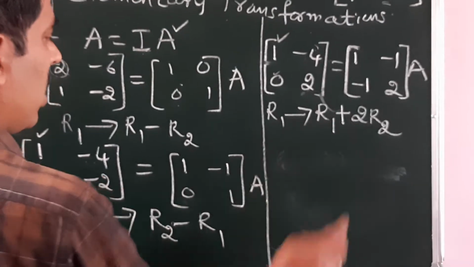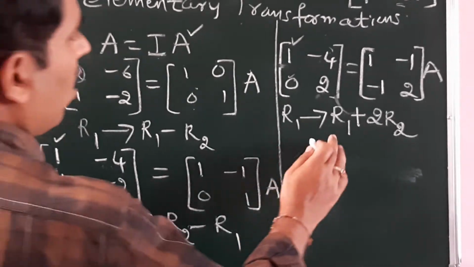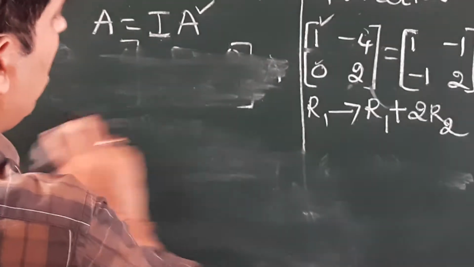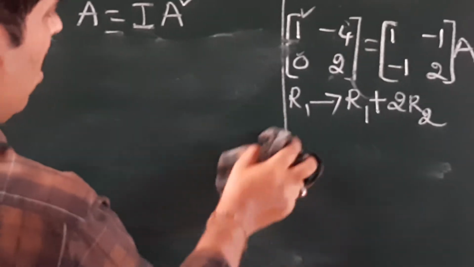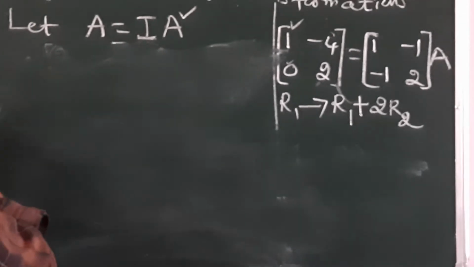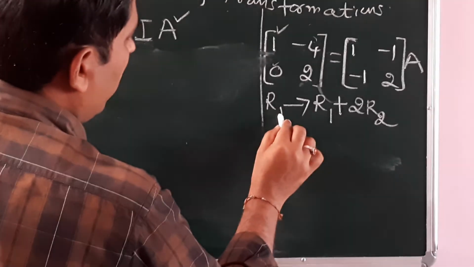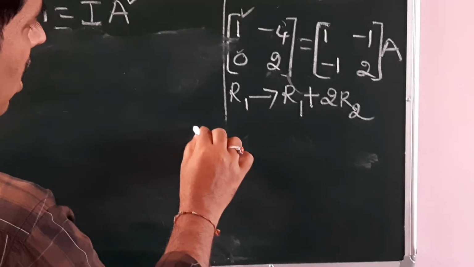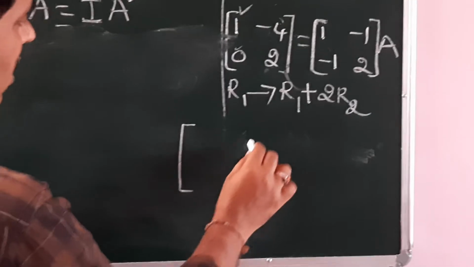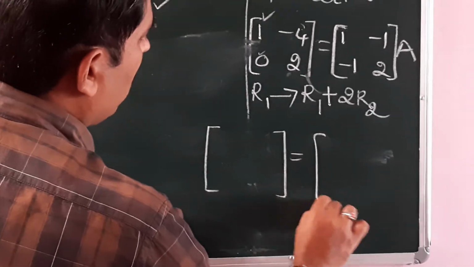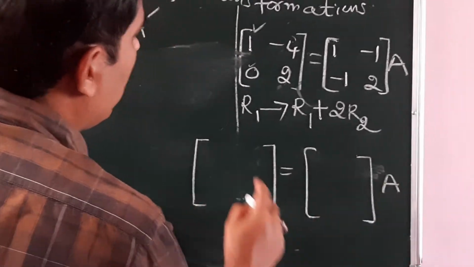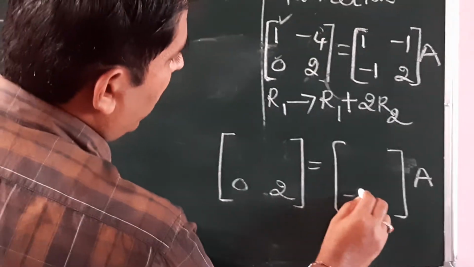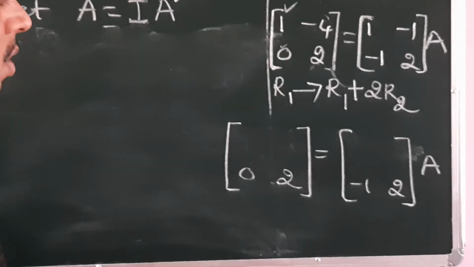So we shall do the simplification here. See R1 plus 2R2. So what are the steps here? So we have to work out the rough. See, okay, we are applying on the first row. So I will write this here, this into A. So first row means, I can write the second row as it is on both sides. So minus 1, 2.